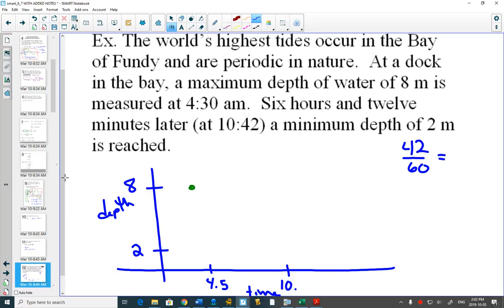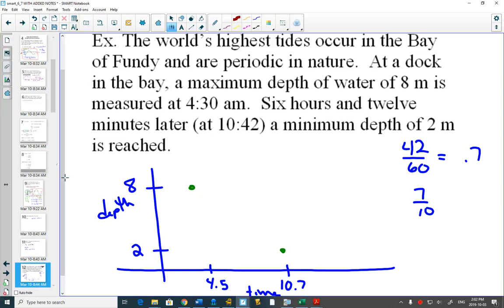Mental math? Or is that a calculator one? What do you think? Okay. Calculator one, you get 0.7. Mental math, divide them both by 6. That would give you 7/10. Can you see you could have done that mental math? 0.7. So this is at 10.7. And at 10.7, we hit our minimum at 2. And those are the only two values that are given to us.